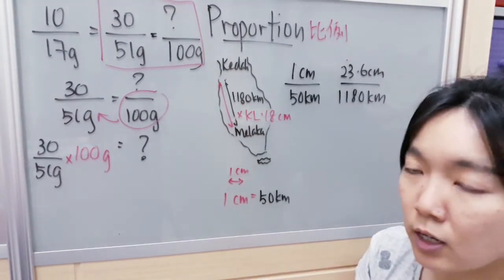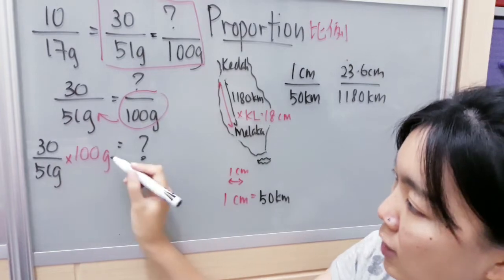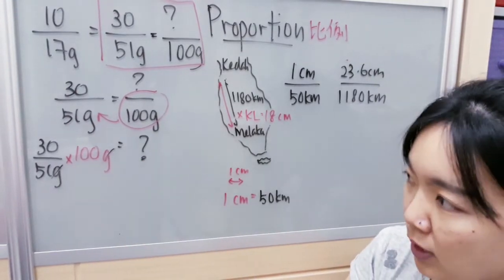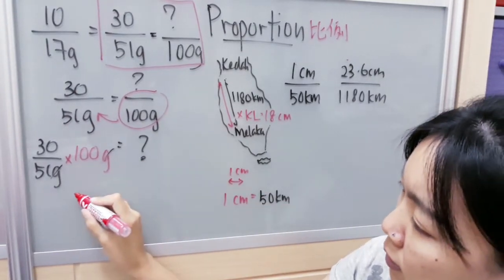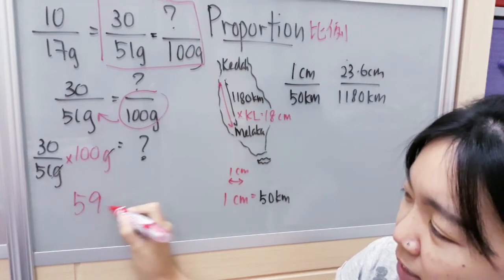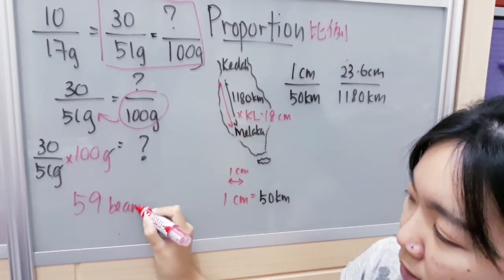Here you are. Press on the calculator and slash the unit off. You'll be able to get 59 beans approximately.